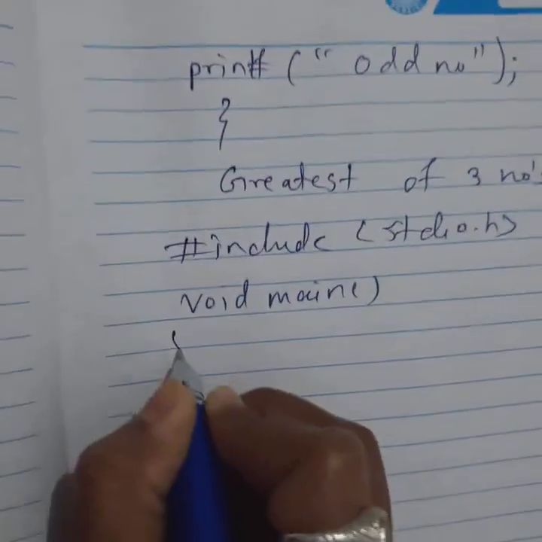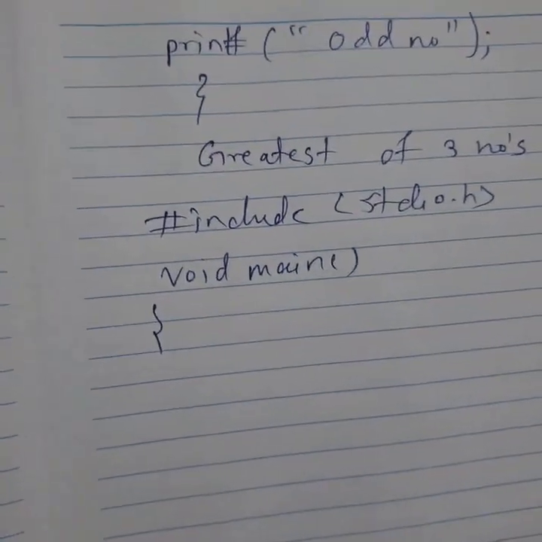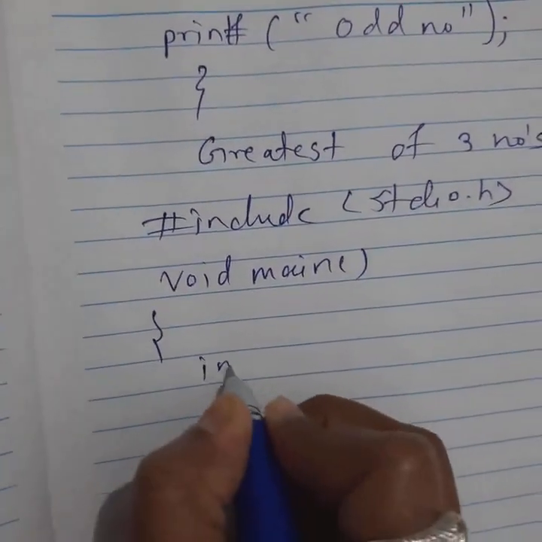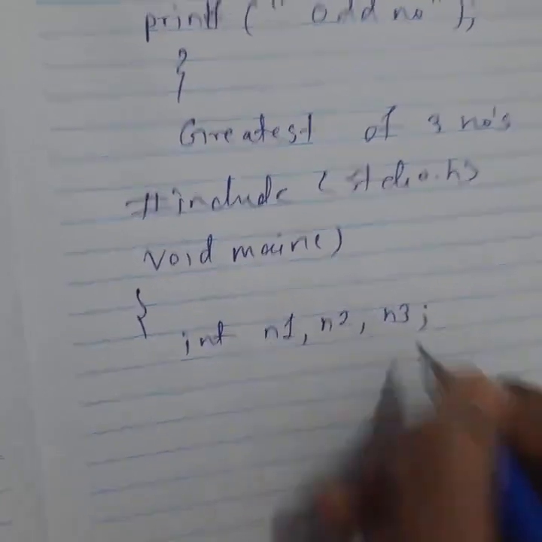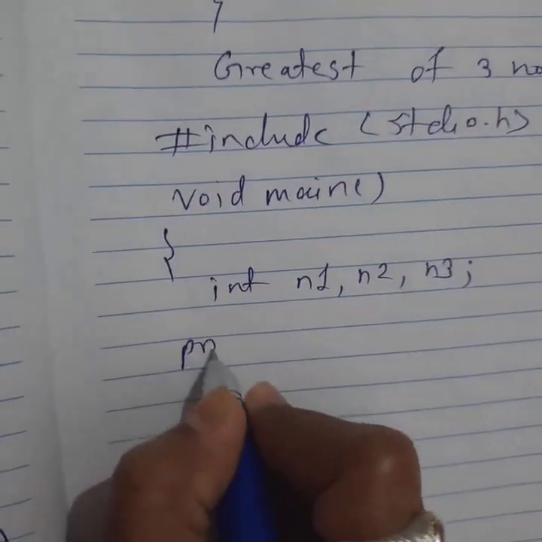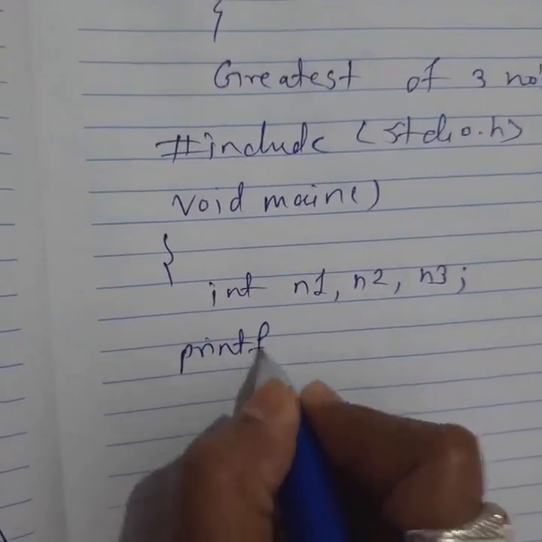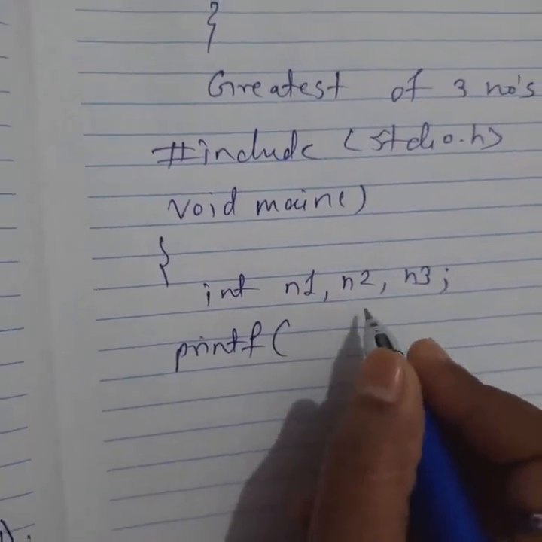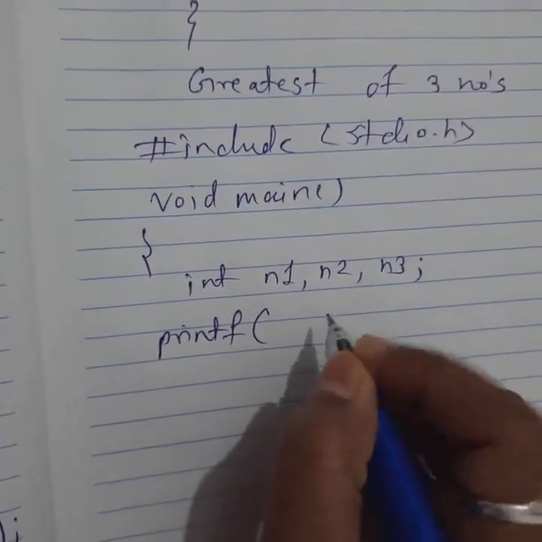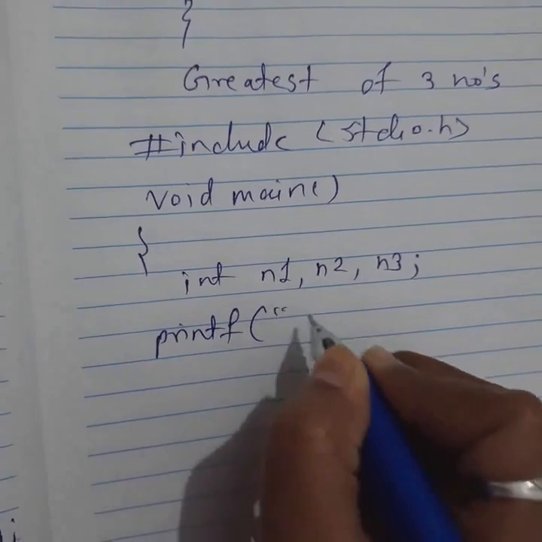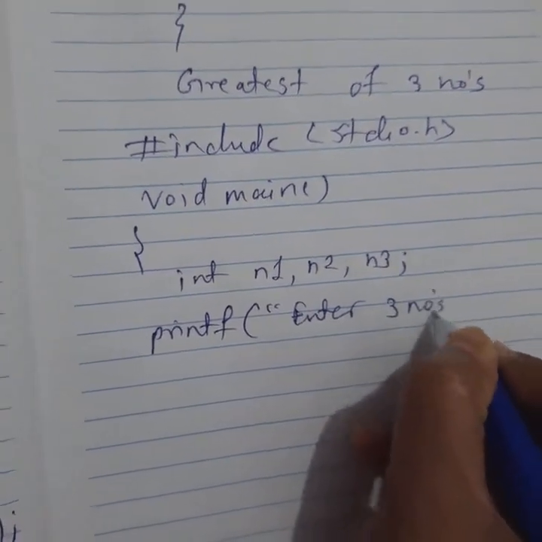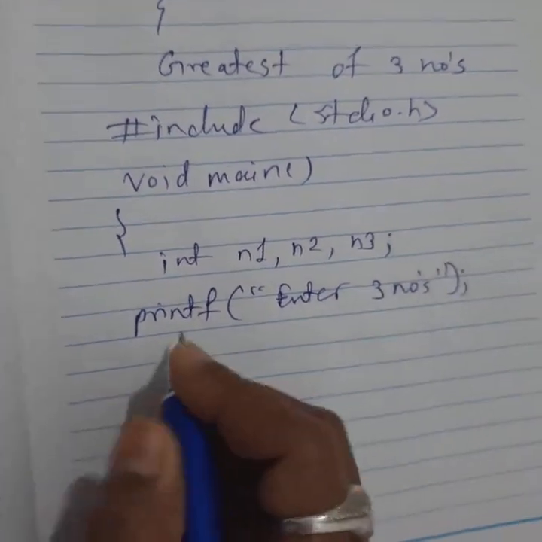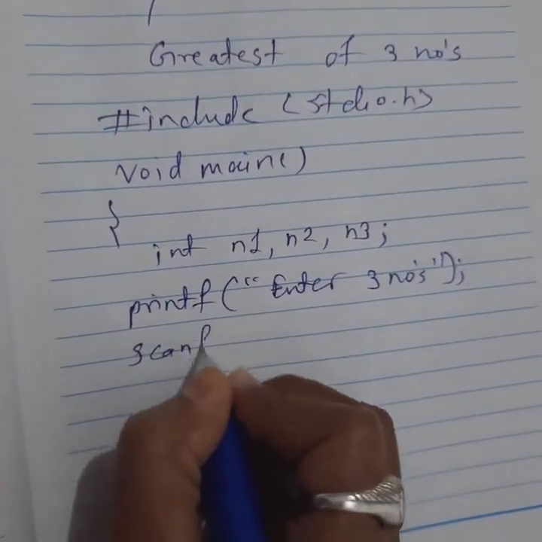After that, here I am entering 3 integer numbers, that is n1, n2, n3. I am calculating the greatest of 3 numbers, which number is greater. Here I write a statement, "enter 3 numbers". It will display on the output screen, and accept the 3 numbers from scanf.